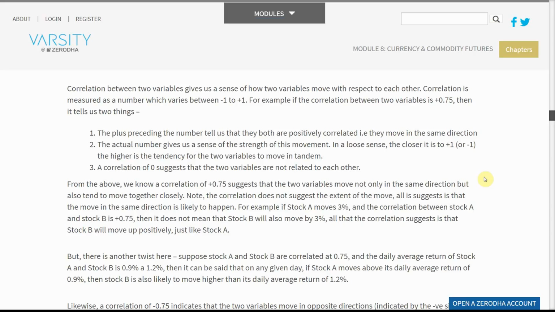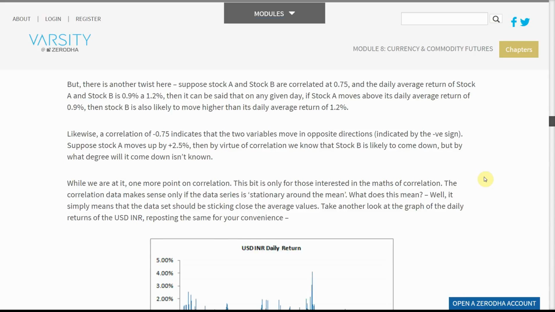All that the correlation suggests is that stock B will move up positively, just like stock A. But there is another twist here. Suppose stock A and stock B are correlated at 0.75, and the daily average return of stock A and stock B is 0.9% and 1.2%. Then it can be said that on any given day, if stock A moves above its daily average return of 0.9%, then stock B is also likely to move higher than its daily average return of 1.2%.